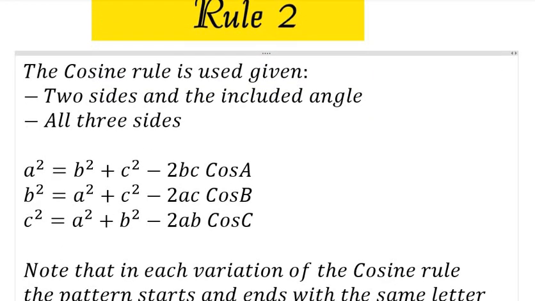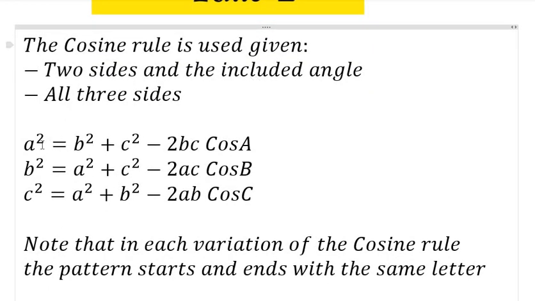Now in that video we explained that it is the same letter that starts that also ends, depending on what you are looking for. The small letters are the sides, while the capital letters are the angles. So depending on what you are looking for, if you are looking for side A, you make use of this formula, or if you are looking for angle A, you make use of this first formula. This second one, if you are looking for side B or angle B, either one of the two, you make use of this. And if you are looking for side C or angle C, you make use of this.